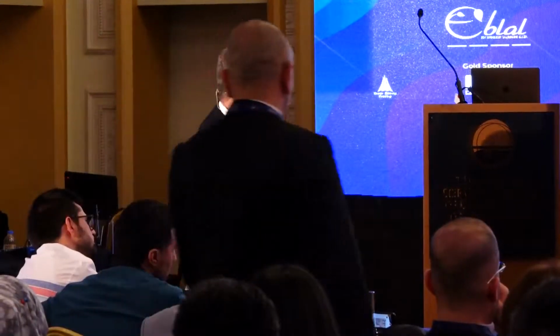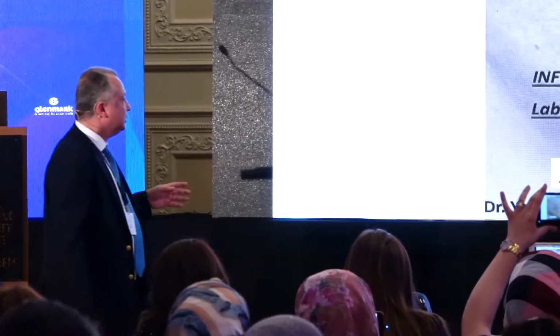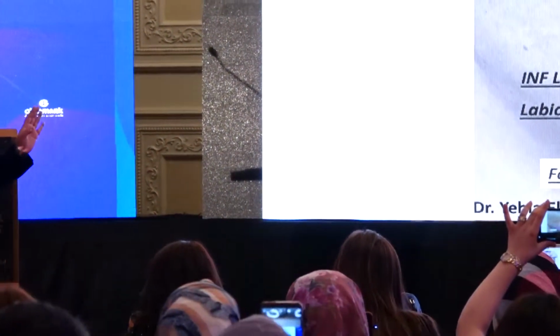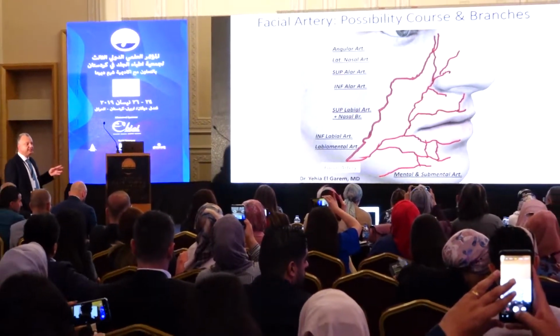So simply, these are the main branches. This is the map for me. When I inject, I should take into consideration all the areas or all the courses of arteries. So we have to know very well, and we have to consider the maximum possibilities of the presence of the artery.